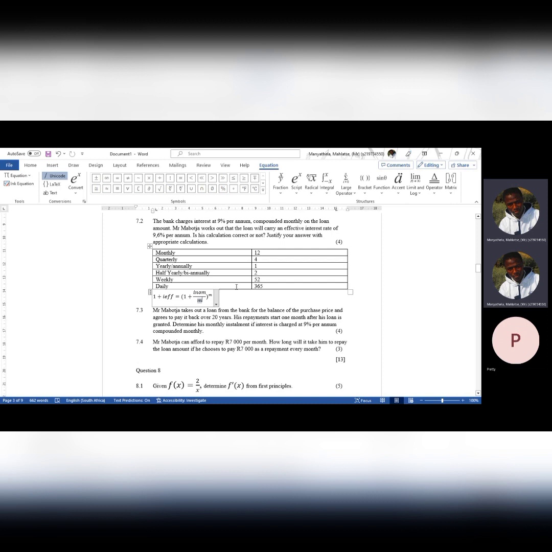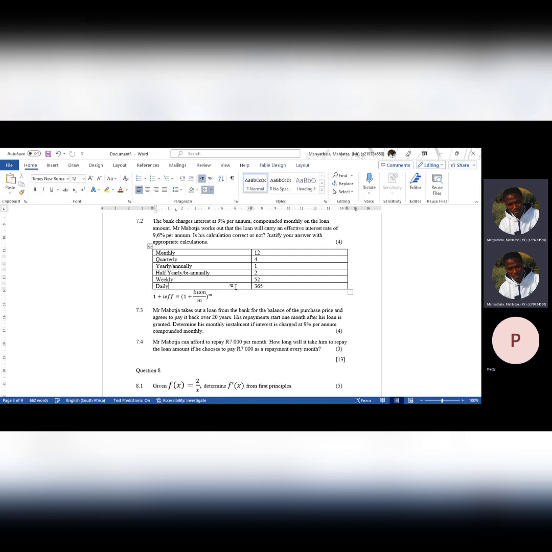If it's quarterly, it's 4. If it's yearly, it's 1. If it's half yearly, it's 2. If it's weekly, it's 52. And if it's daily, it's 365. So okay, let's replace by what we have.